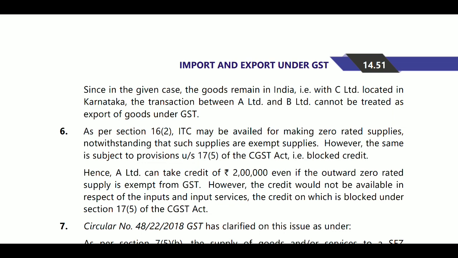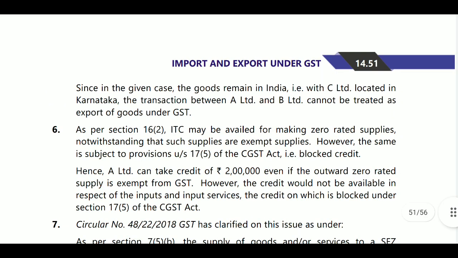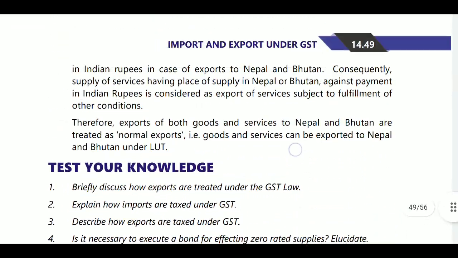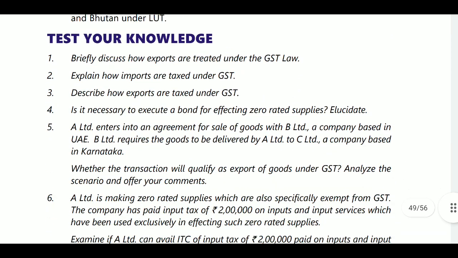Next, in the given case, the goods remain in India, that is with C Limited located in Karnataka. So the transaction between A Limited and B Limited cannot be treated as export of goods under GST. It is not treated as export. Export means the goods must go outside India, to a place outside India.